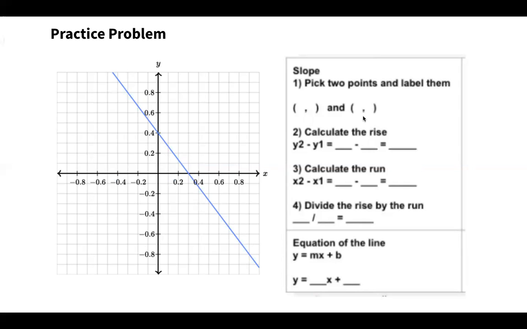x1, y1, x2, y2. Calculate the rise, calculate the run, divide the rise by the run to get the slope, and then fill out the equation of the line. I know you can do it, physicists. You have this.